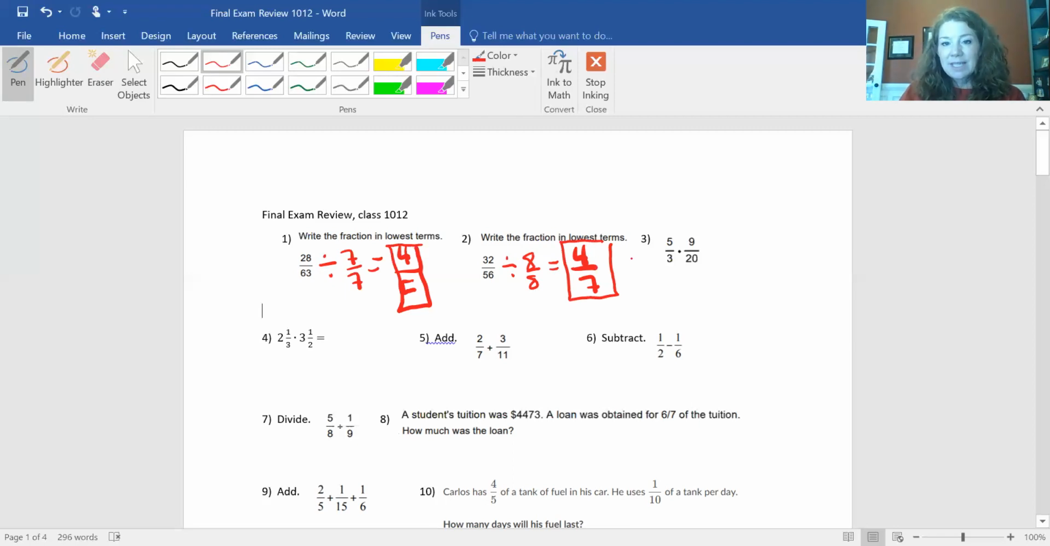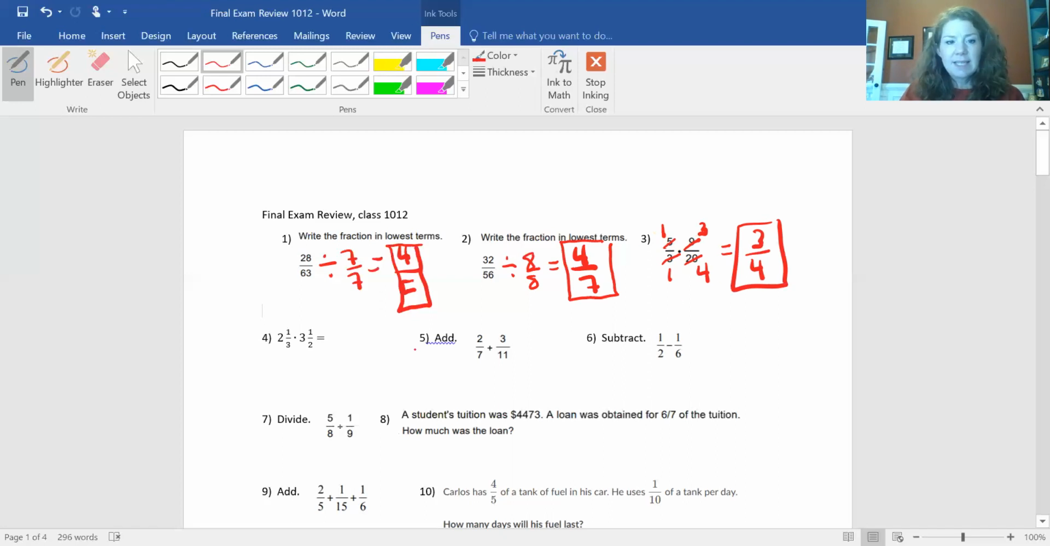Number 3, we can multiply straight across, but on this particular problem, we can simplify up and down. So I can divide 3 by 3 and get 1. I can divide 9 by 3 and get 3. I can also divide 5 and 20 by 5: 5 divided by 5 is 1, 20 divided by 5 is 4. So then if I multiply straight across, my final answer is 3 over 4.